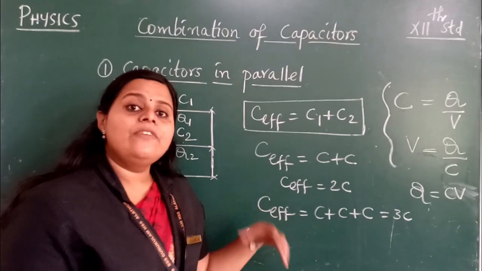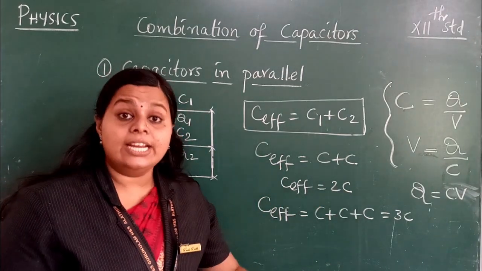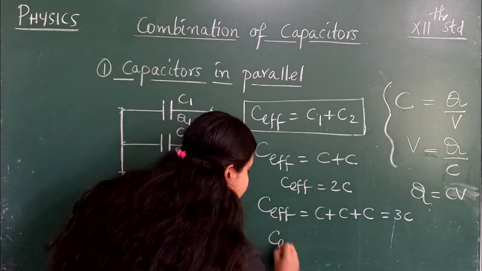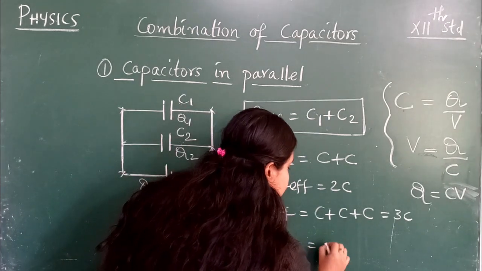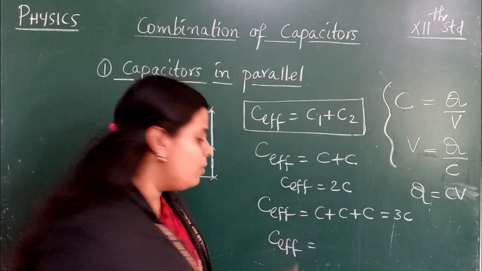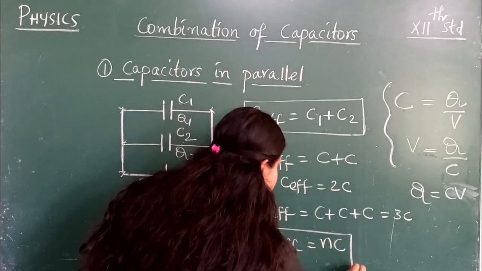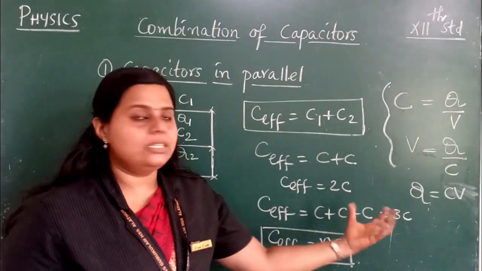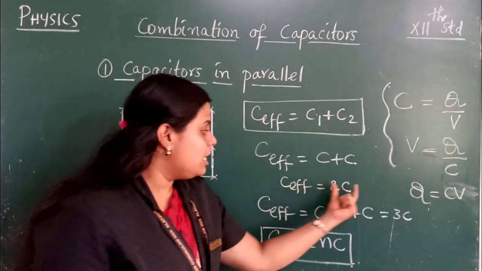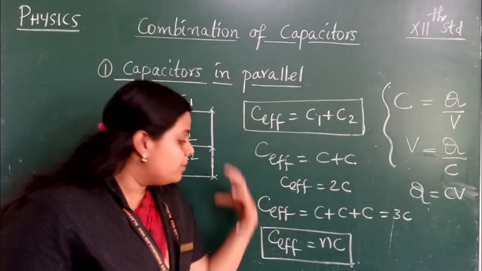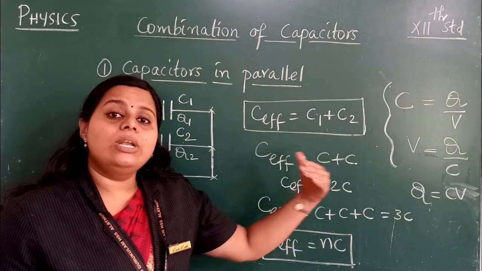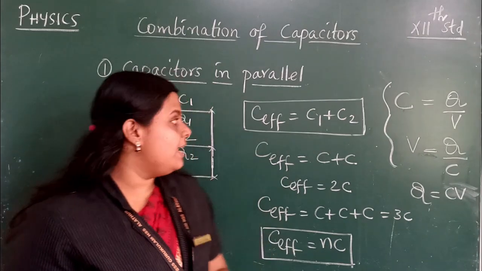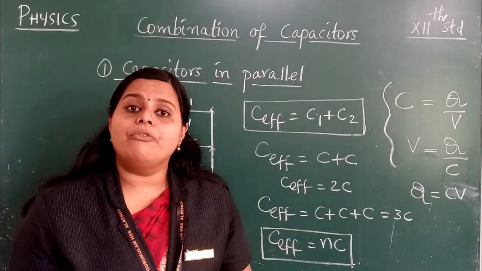So in this case also we can generalize the concept. If we have connected n capacitors of equal capacitance, then what will be C effective? C effective is equal to C plus C plus C, so there will be n C's, right? So C effective is equal to nC. So for two equal capacitors in parallel C effective is 2C, for three it is 3C. So in general, for n capacitors of equal capacitance the total capacitance will be nC. So this is the idea, and that's all about the parallel combination of capacitors.